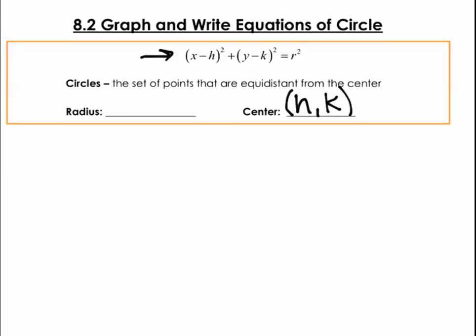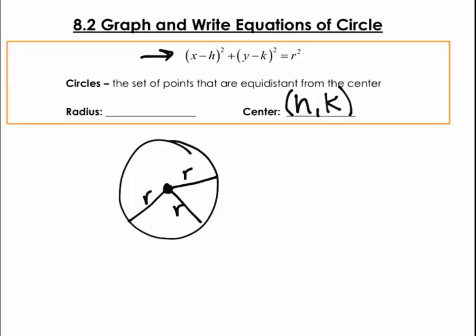And then you also need your radius. Remember that a radius, if I sketch a circle, don't mind my off circle there, is the distance from the center of your circle to any point on the circle. And every single radius in your circle should be the same value. So your radius shown in your equation is r squared. To find the radius, you'll take the square root of r squared to just get r. Now, since we are talking about a distance, we will always take the positive value of that.